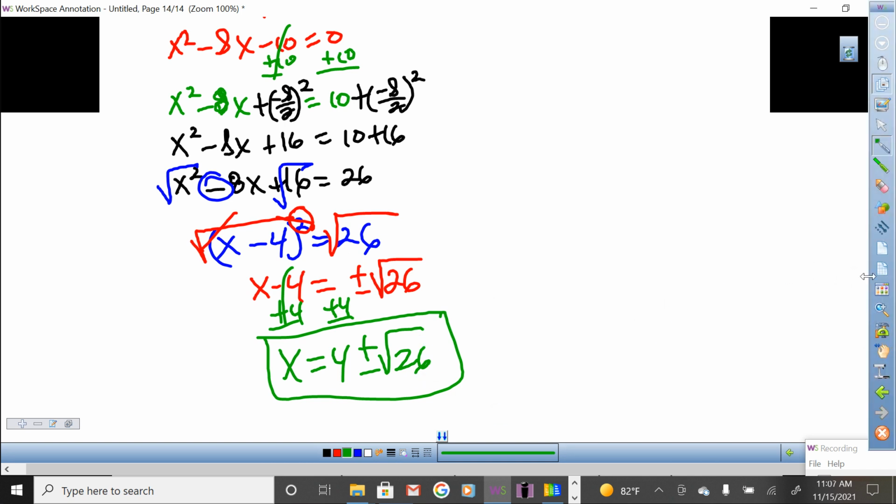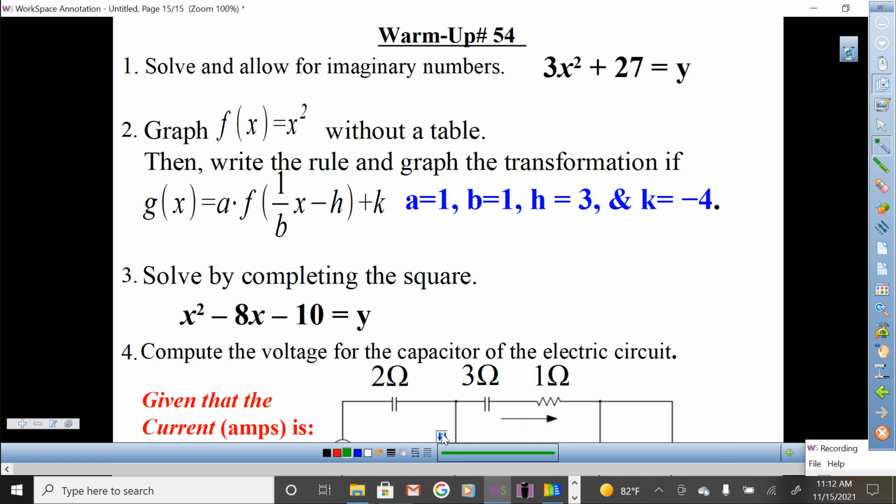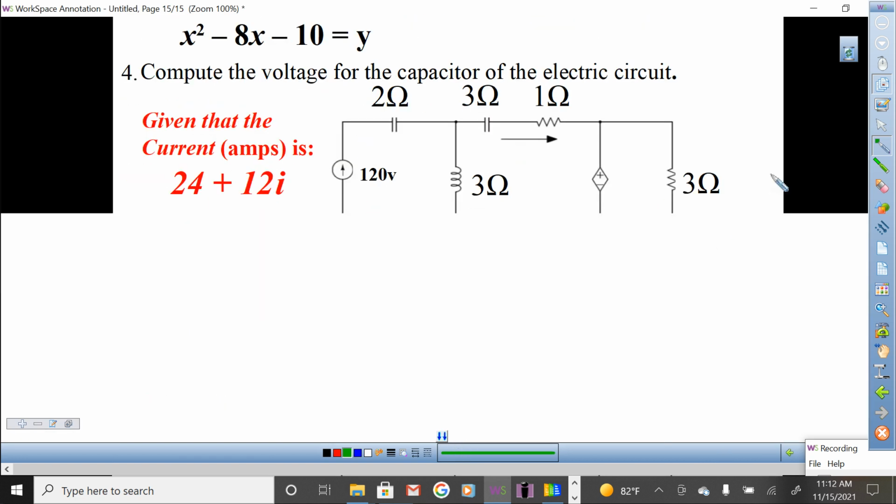All right, let's go to number 4. The last one, your favorite. Remember this one? Yes? Here we go. They want us to find the voltage. So without looking at your notes, tell your neighbor the formula for the voltage. How do you find the voltage?